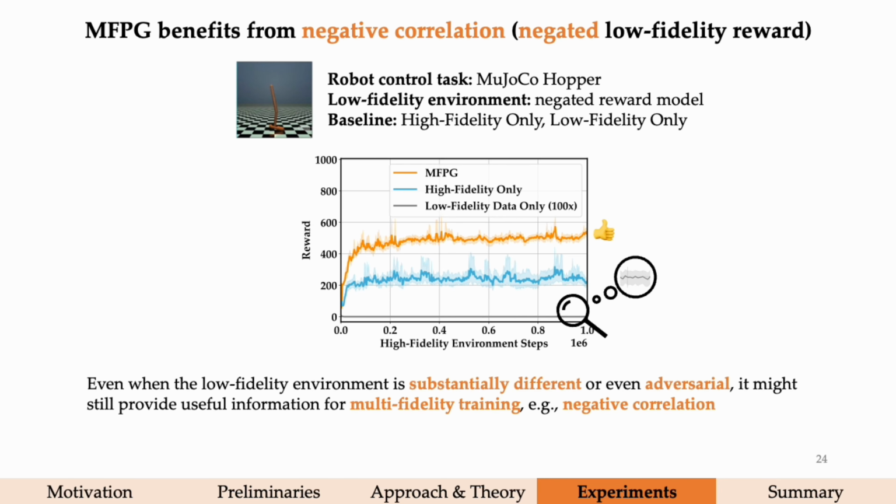The key reason is that even when the low-fidelity environment is substantially different, or even adversarial, MFPG can still benefit by leveraging correlation, including negative correlation between the multi-fidelity data.